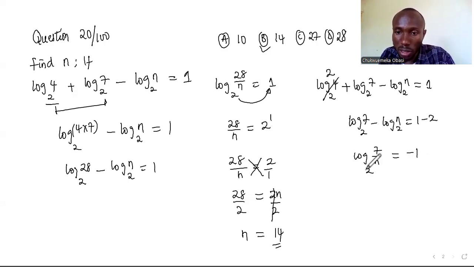And to get rid of this logarithm, then we have 7 over n equal to 2 to the minus 1, and that's the same as 1 over 2. So we have 7 over n equal to 1 over 2. You want to cross multiply. That way you have 7 times 2 is 14 and n times 1 is n. So n is still equal to 14.